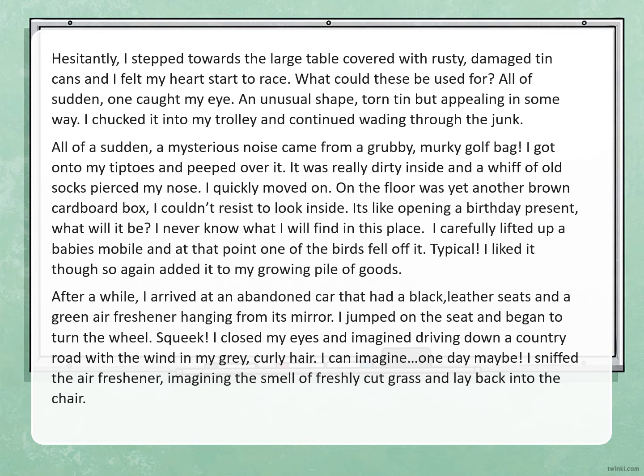Typical. I liked it though, so again added it to my growing pile of goods. After a while, I arrived at an abandoned car that had a black leather seat and a green air freshener hanging from its mirror. I jumped on the seat and began to turn the wheel. Squeak! I closed my eyes and imagined driving down a country road with the wind in my grey curly hair.